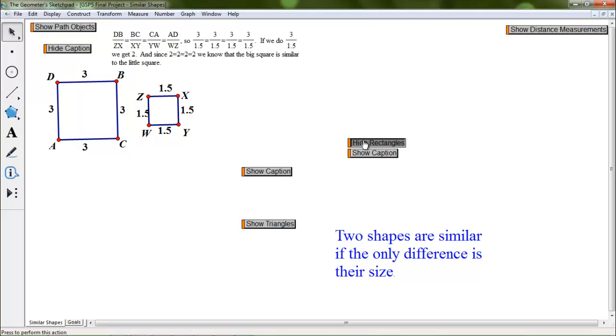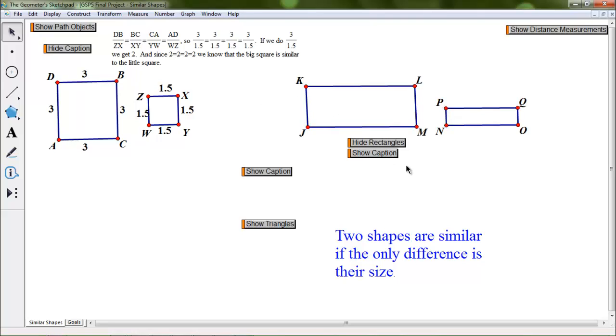So here's another example where I used rectangles. We want to try to figure out if these two rectangles are in fact similar. To most kids, they might think that they are similar because they look about the same or they're the same shape, but are they in fact similar? Does this side and this side equal the same as this side and this side? That's what we need to find out.